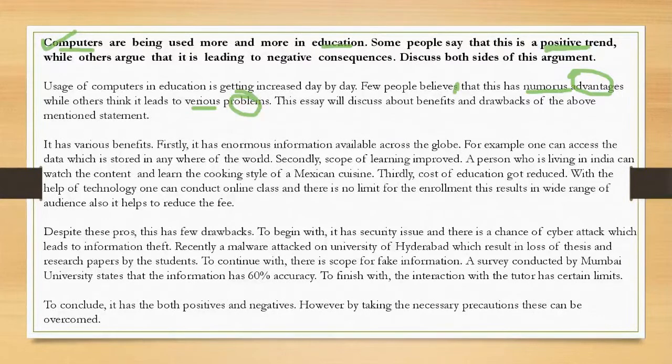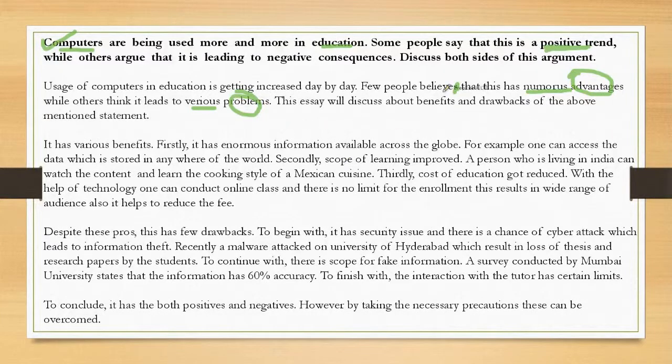Synonyms of problems. Issues, okay. Issues, anything else? Demerits, drawbacks, very good. Okay, so these are the words you can use instead of problems.